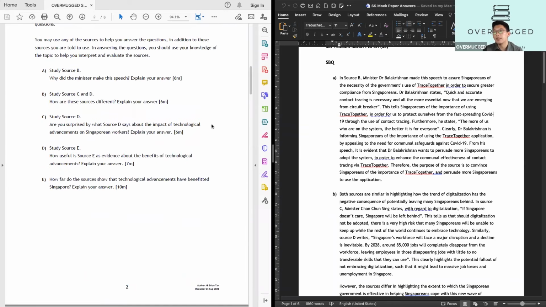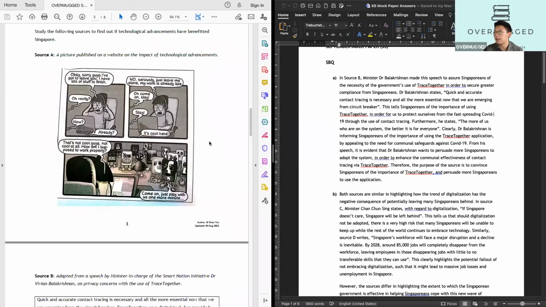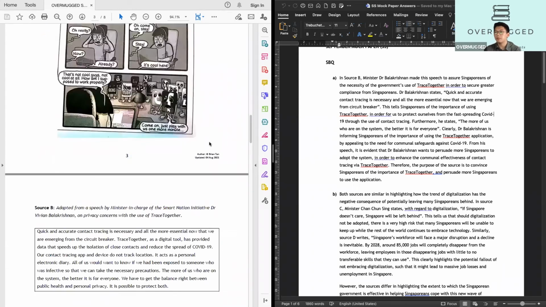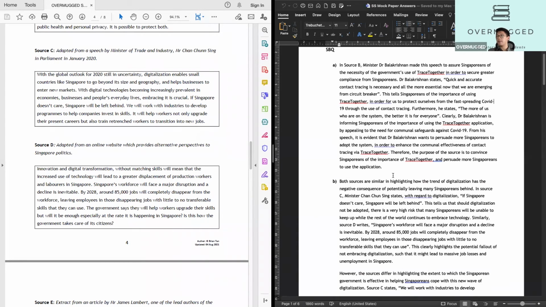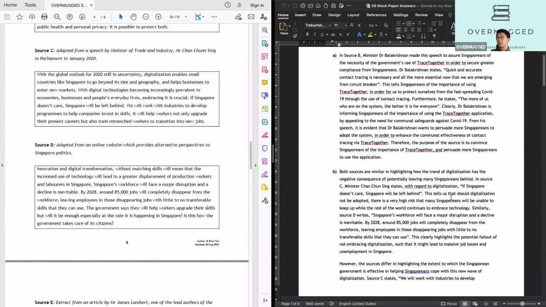Second question, how are these sources different? Explain your answer. So you can see from the way this question is phrased, it requires a similar and different approach. You have to state the similarity and then state the difference. So let's look at source C and D. Both of them are talking about the impact of digitalization on people's jobs in Singapore, right? So both of them are rather similar in specifically highlighting how the trend of digitalization has the negative consequence of potentially leaving many Singaporeans behind.